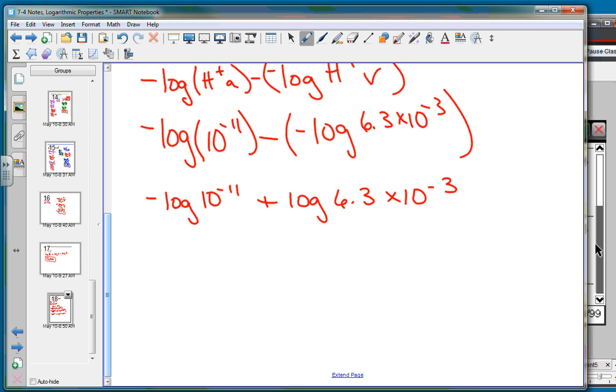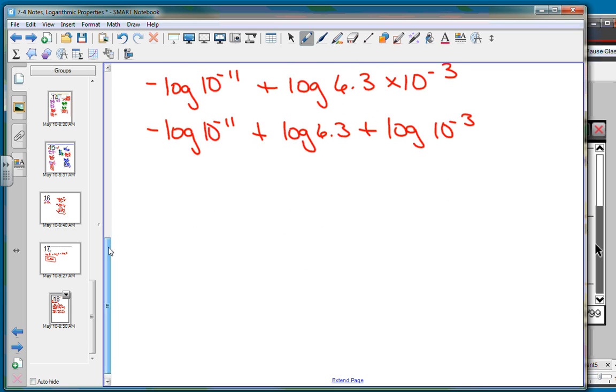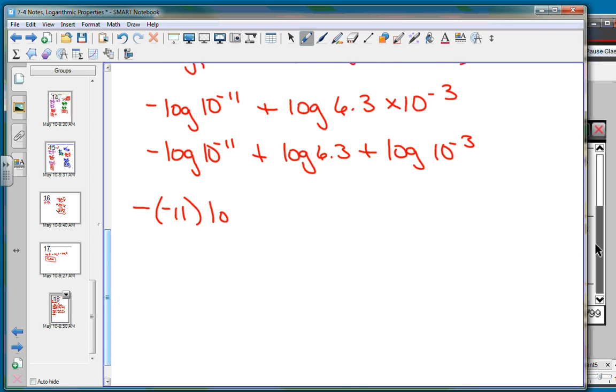Now, how is the 6.3 and the 10 attached? So in log world, what is multiplication? Addition. So this is going to be negative log of 10 to the negative 11 plus log of 6.3 plus log of 10 to the negative 3. And what do I do with my exponent? Put them in front. So a negative times negative 11 of log of 10 plus log of 6.3 plus negative 3 log of 10.